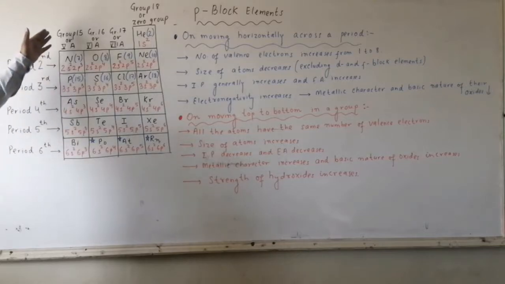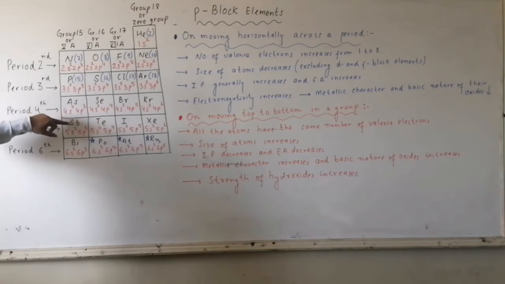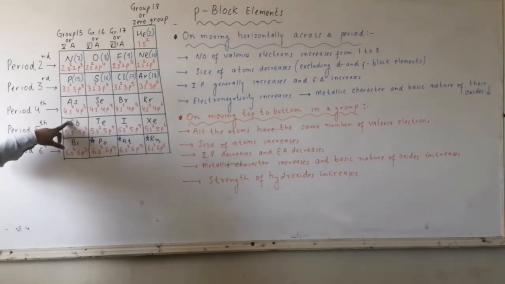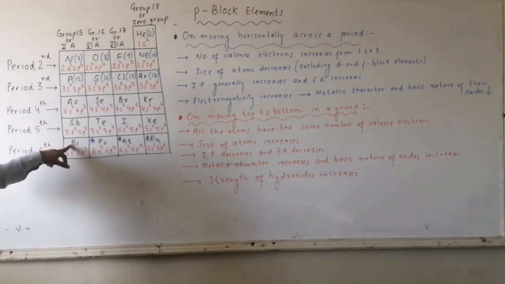Now here are the members of group number 15: nitrogen, phosphorus, arsenic, antimony, and bismuth. Sb stands for antimony and Bi stands for bismuth.